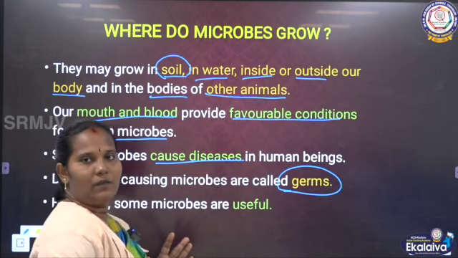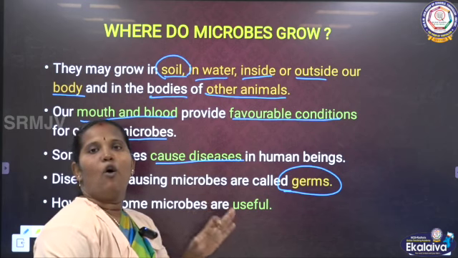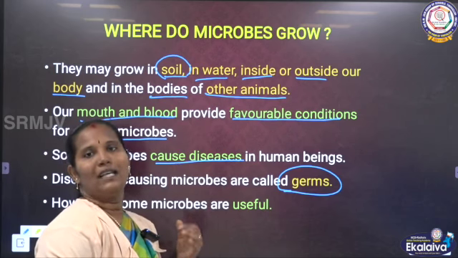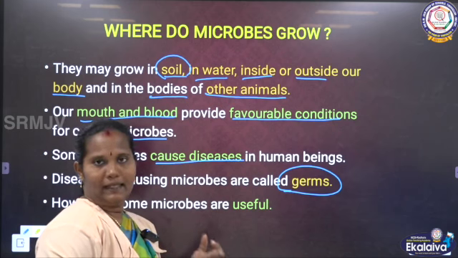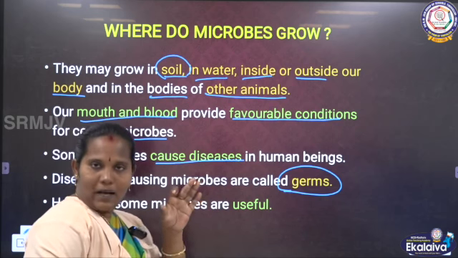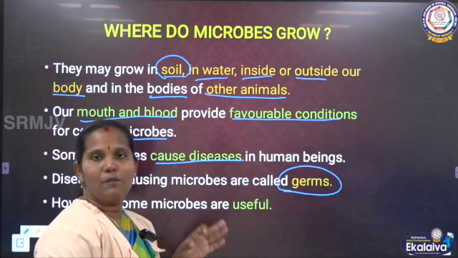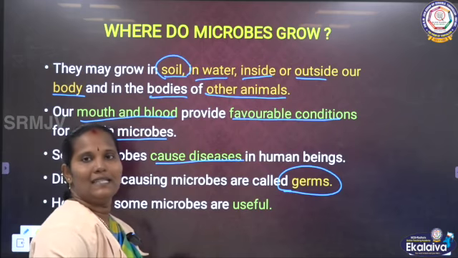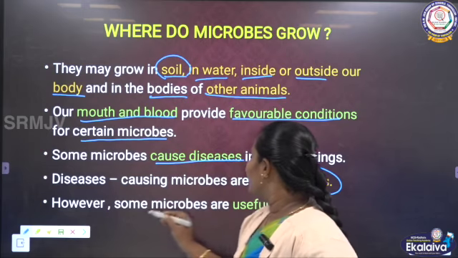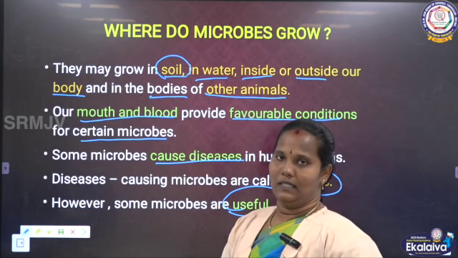See, there are many varieties of microbes. Some microbes give the harmful condition. Harmful means they give disease to all the living things: plants, animals, human beings. So the microbes which cause disease to living things are called germs. Disease-causing microbes are called germs. But however, we can say some microbes are useful. Some microbes give useful things to us. Isn't it?